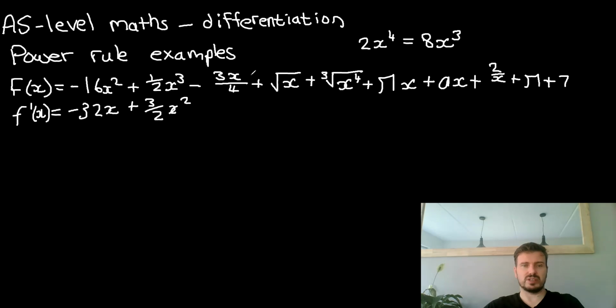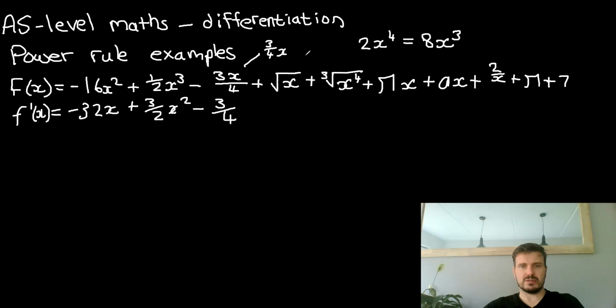This next one here is the same as saying 3/4 x. So for that one, we'll just write 3/4 x. The derivative, when you have just an x with no exponent, in other words the exponent is 1, is simply the number in front of the x.